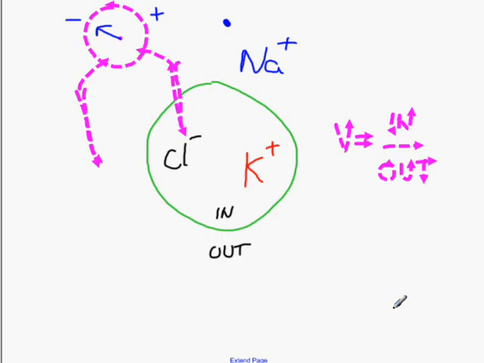Very good. We call this the resting potential. And the resting potential of the cell is about negative 70 millivolts. Okay? Now, why is it that all this sodium doesn't come in and all this potassium doesn't go out and all this chloride doesn't go out?